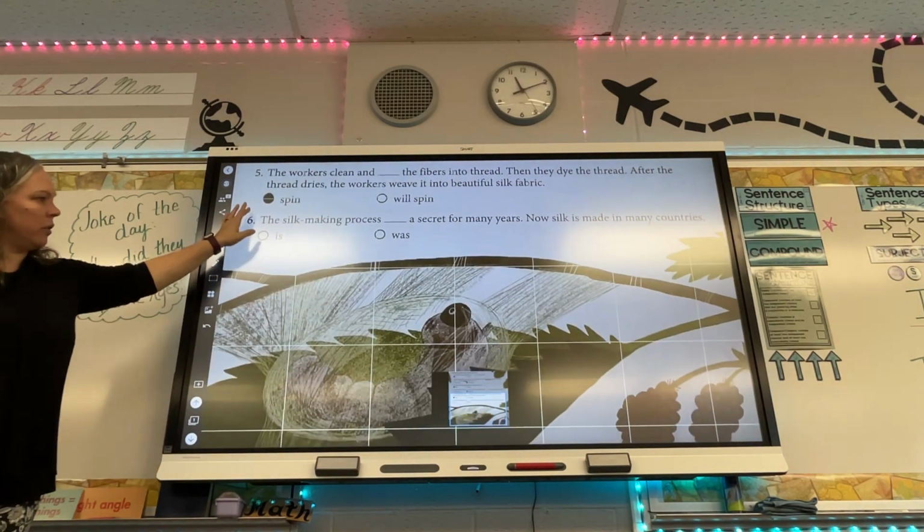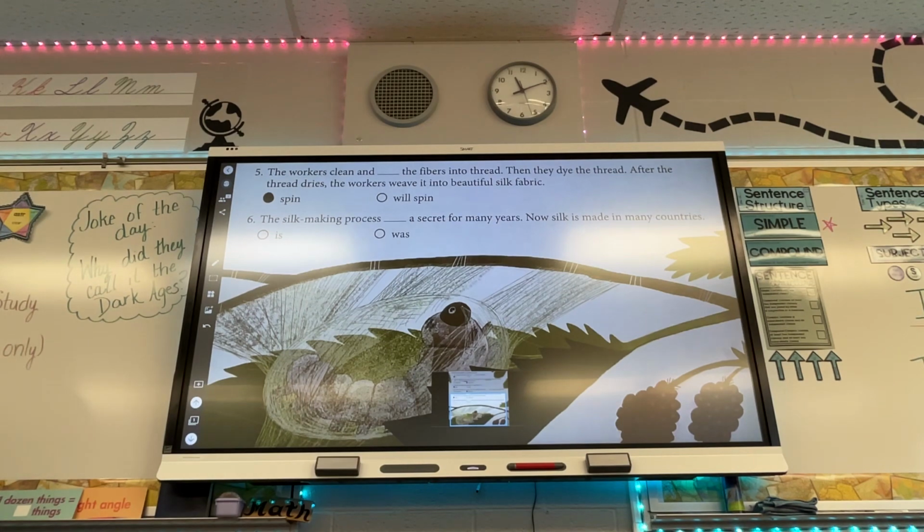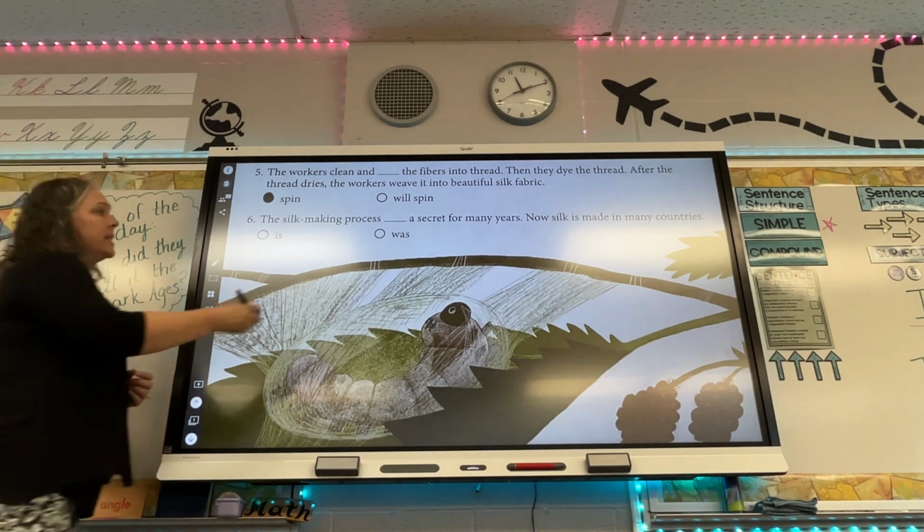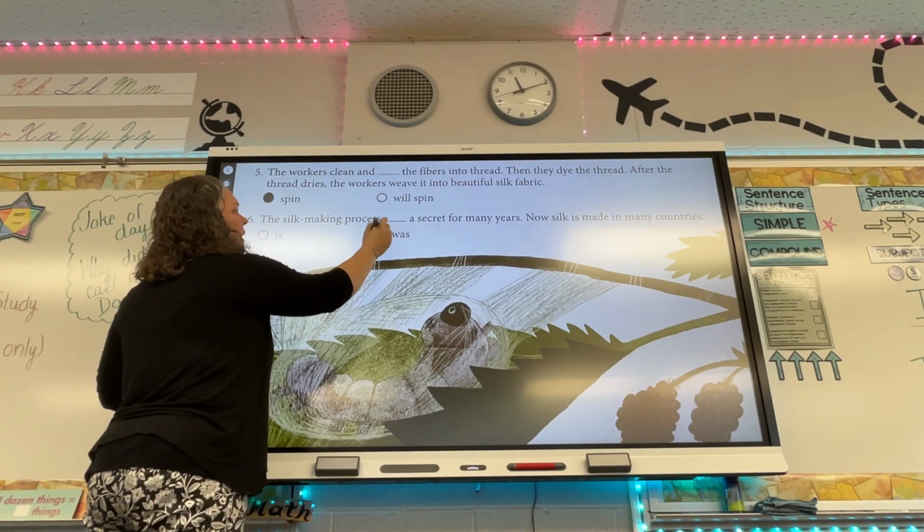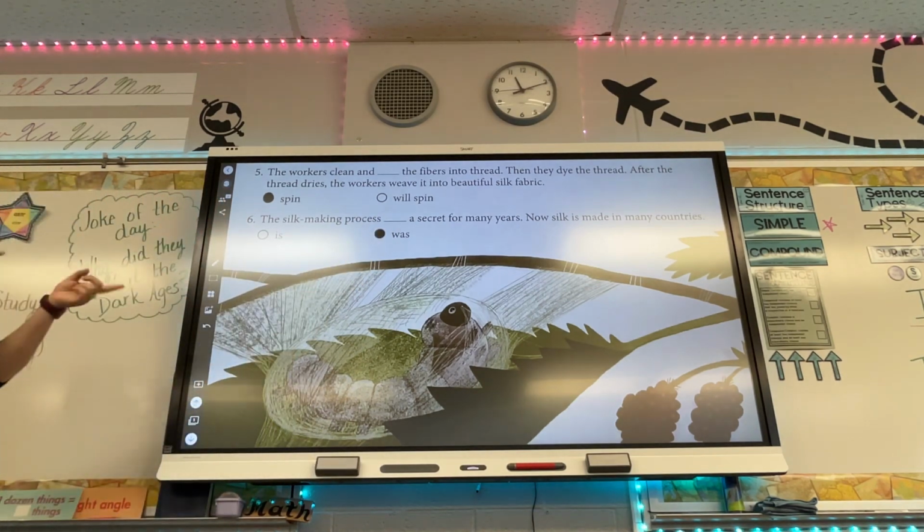Number 6, and our little buddy at the bottom. Number 6, the silk making process blank a secret for many years. Now silk is made in many countries. Maddie? Was. Yes, it was a secret, but now it is not. So we're switching times between those 2 sentences.